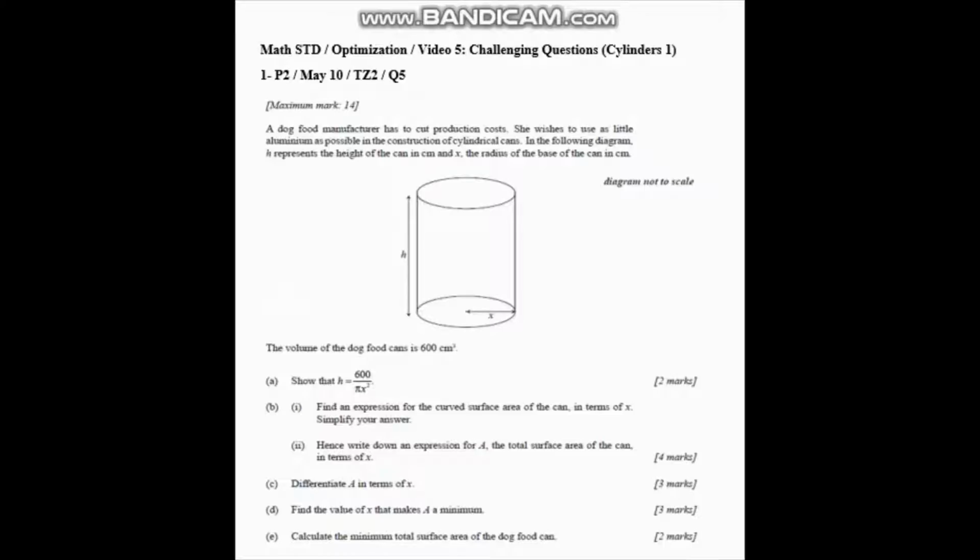Finally, I'm required to calculate the minimum total surface area of the dog food can, and this is simply found by plugging the value of x that I've obtained into the expression for a that I have also previously obtained in order to find the minimum area.